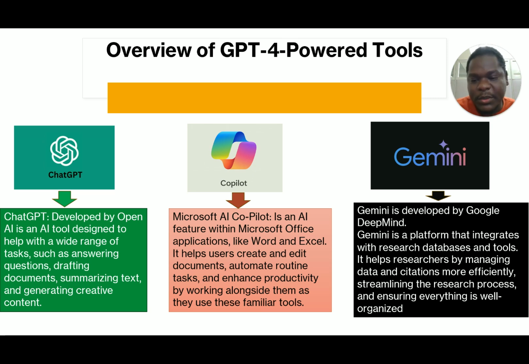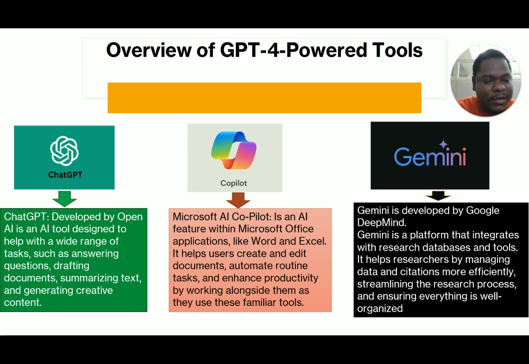We'll start with ChatGPT, which is the most famous one. It is developed by OpenAI and designed to help with a wide range of tasks, answering questions from queries and generating content. Microsoft Copilot is an AI feature within Microsoft Office, like Word and Excel. If you use the Microsoft 365 suite, it's automatically integrated into that, and it automates and enhances productivity by working alongside the apps developed by Microsoft.